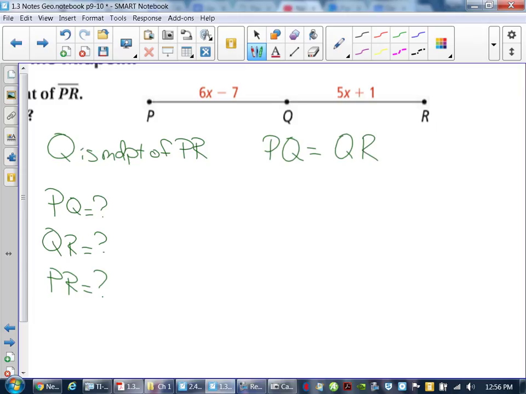Just gonna count. You get those two statements, or that statement, which will be true because of the definition of being a midpoint. PQ is 6x minus 7. QR is 5x plus 1. So you have variables on both sides of the equation. Who do you pick on? The little guy. Always pick on the little guy. Now, I don't condone bullying except in algebra.